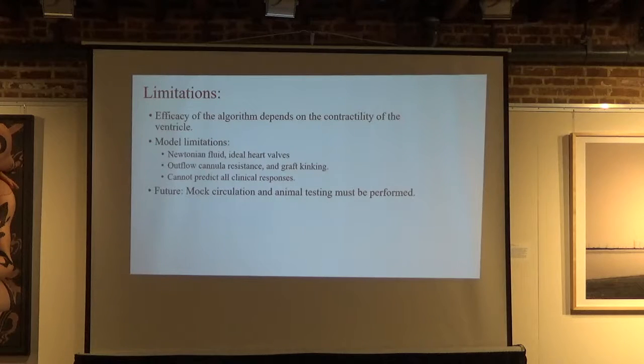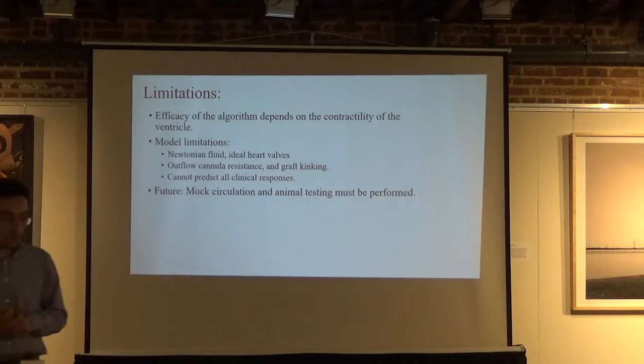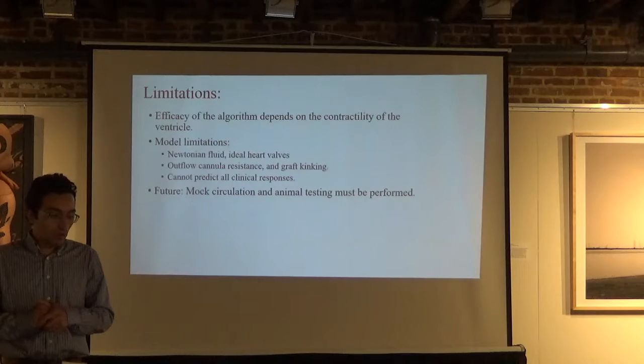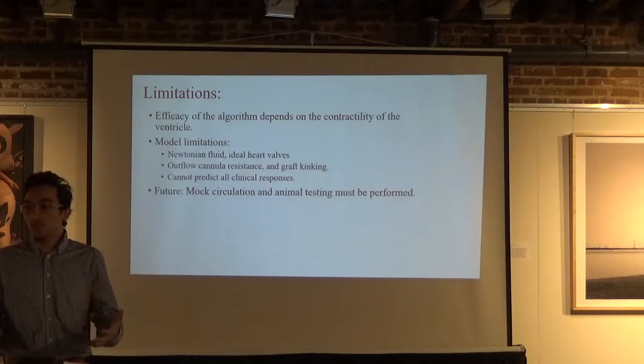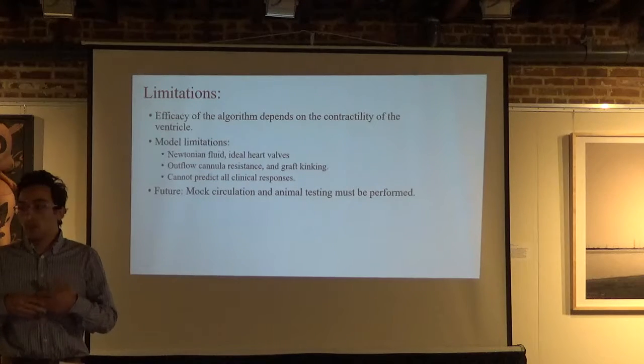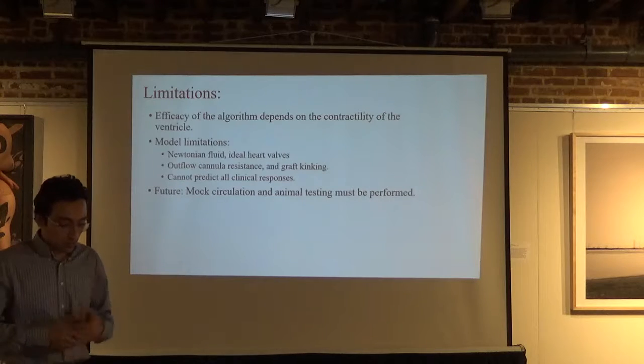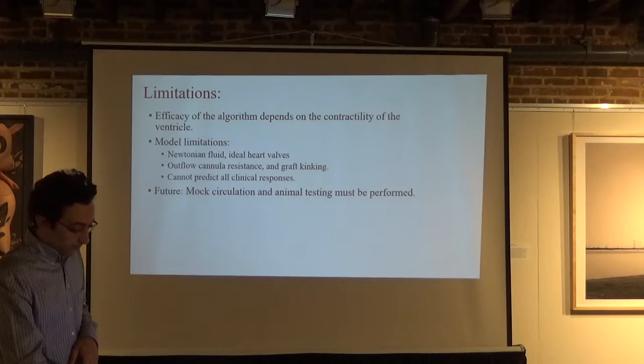So ultimately, we will need mock circulation and animal testing to be performed. But it's important to note that this model has been used extensively in the literature, and the results have been similar to results obtained from animal models. And for this work, we've been able to obtain a provisional patent, and we think it's a very simple solution to a complicated problem. So that's the novelty of it.